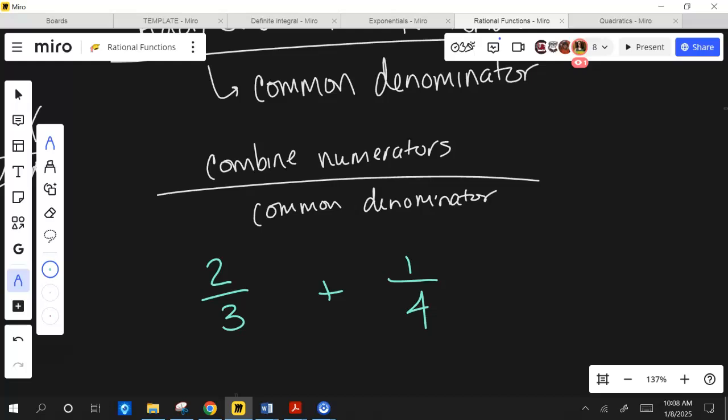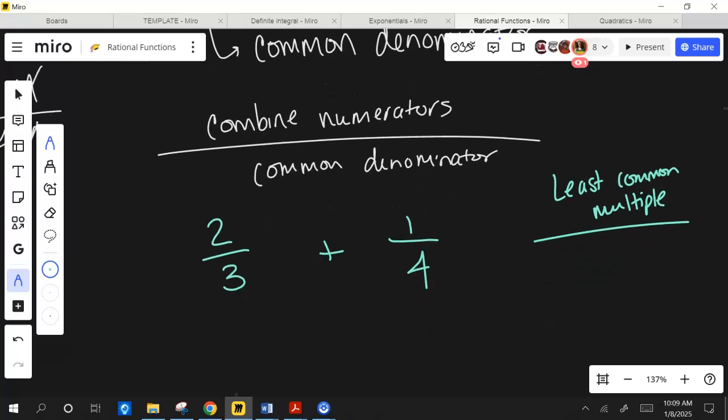Okay, common multiples is what I'm really looking for, right? I'm looking for a least common multiple. So yes, you could just multiply them together, but that number might be too big, and then you might end up having to simplify it down in the end. So what I always tell kids is, what are the multiples of 3? 3, 6, and so on. What are the multiples of 4? 4, 8.